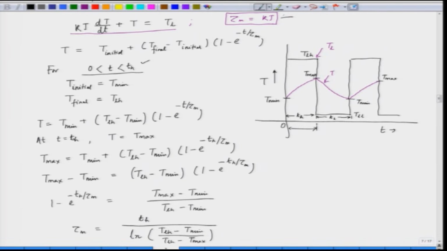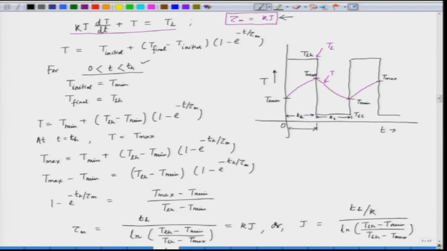and we know that the value of time constant is k j. So, that is equal to k j here, or we can say that j is equal to, from this we can find out the value of j. So, j is equal to T h by k divided by ln of T L h minus T minimum divided by T L h minus T maximum. So, this is the way to find out the inertia.